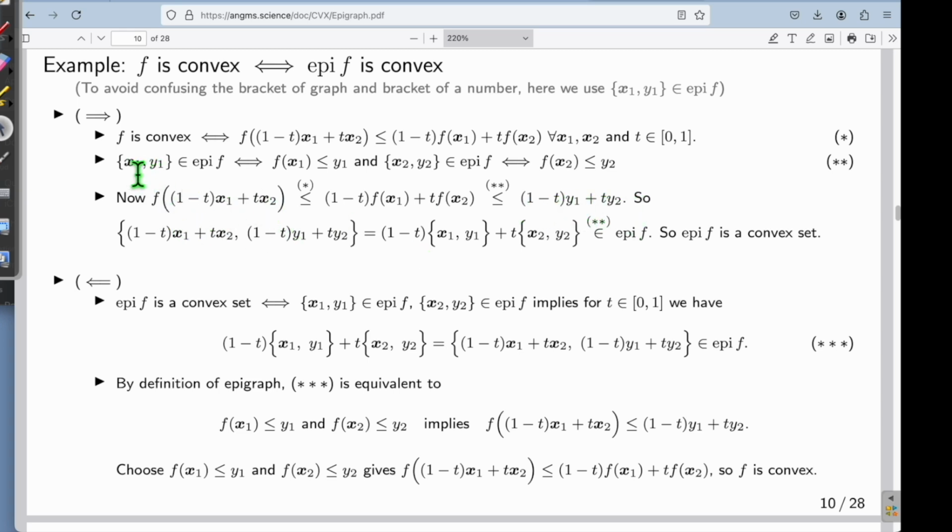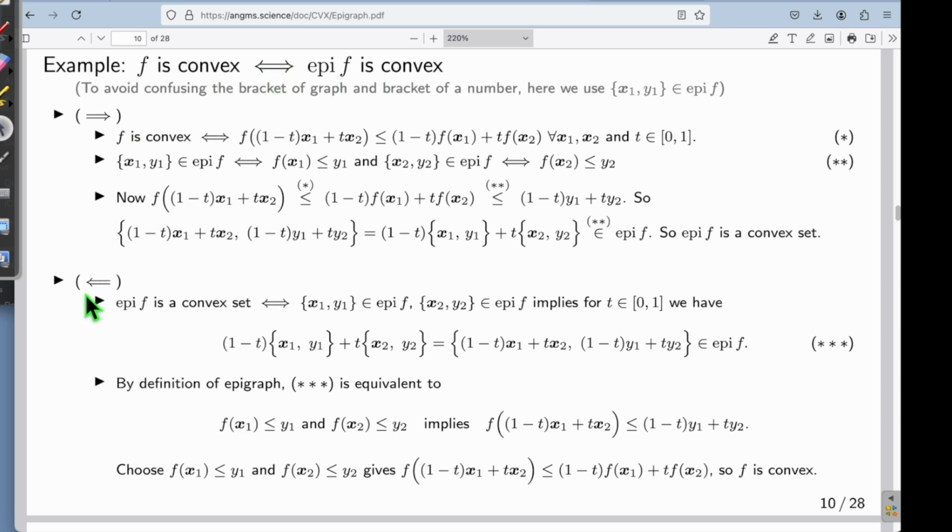So now I have this big thing below this thing. What's the epigraph? A point and a y value. The whole thing is a point, and the whole thing is a y value. This is a Cartesian product. We can split them like this, right? Then we have this. What is this? This is a convex combination, and it belongs to the epigraph of F, because t is between 0 and 1. So F is convex implies epigraph F is convex.